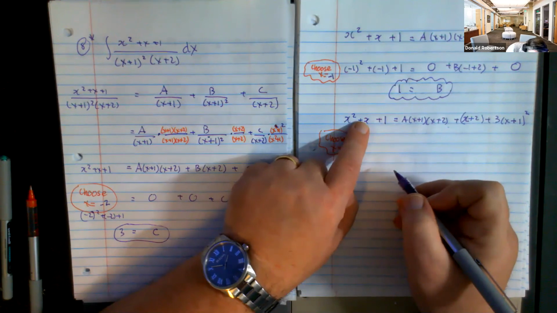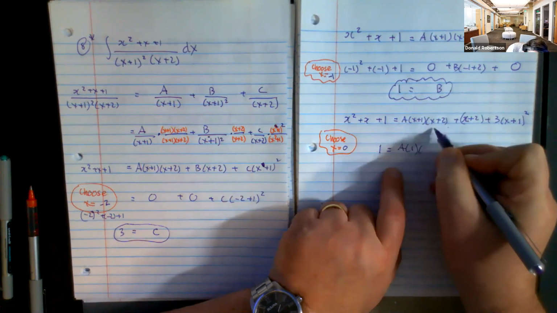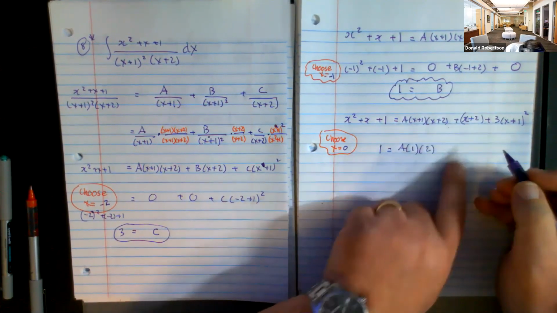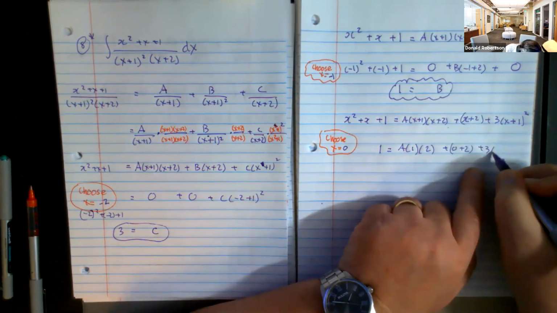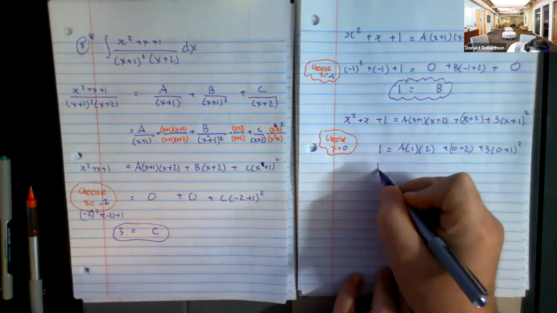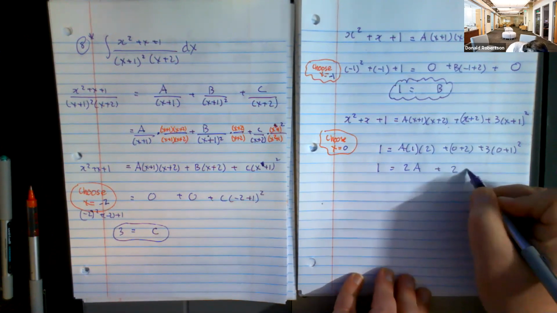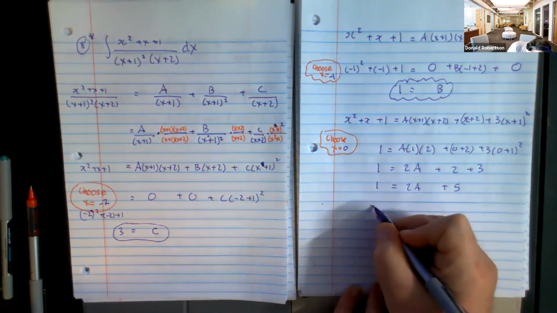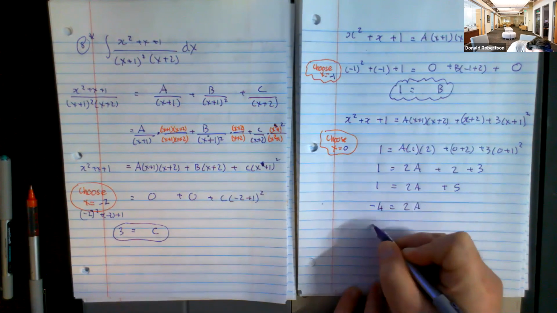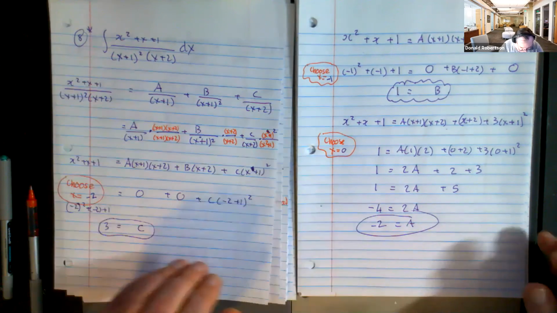0 squared plus 0 plus 1. A times 0 plus 1, 0 plus 2. X plus 2 just turns into what? 0 plus 2. This fella turns into 3 lots of 0 plus 1 squared. So that's 1, 2a, that's worth 2, and that's worth 3. So 2a plus 5, subtract 5 from both sides, and a is -2, which means that we are pretty close to the finish.